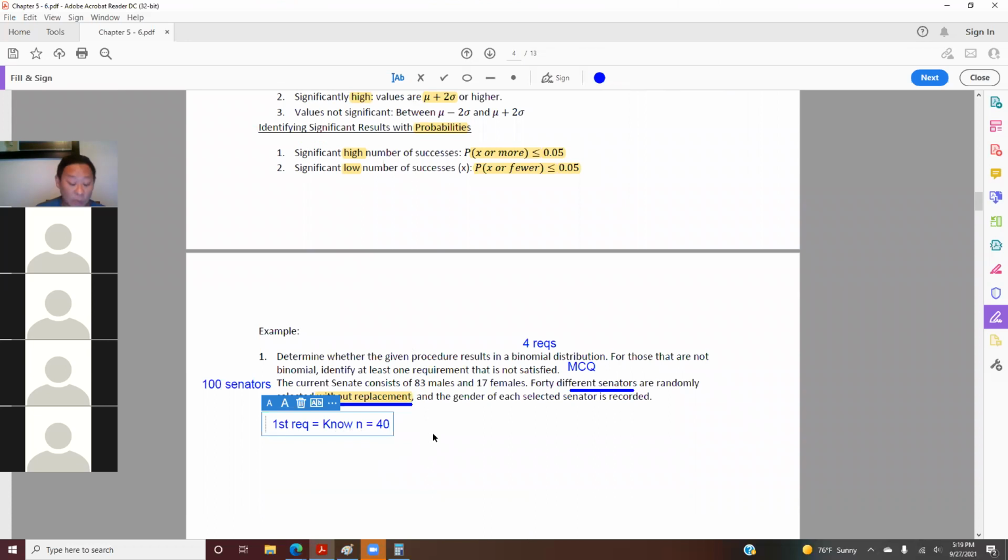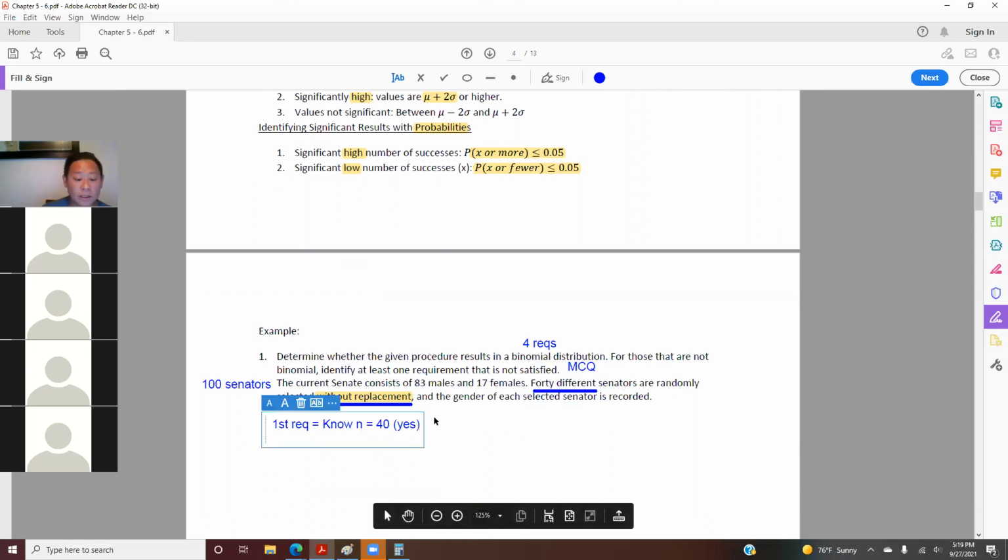So in this case, since we know n, this is good. If you don't know n, no good. As I tell you, make sure you read the question carefully. So this is 40, that's why n is known. Okay, we know the first is good. Next we have the second requirement. The second requirement is talking about independence.